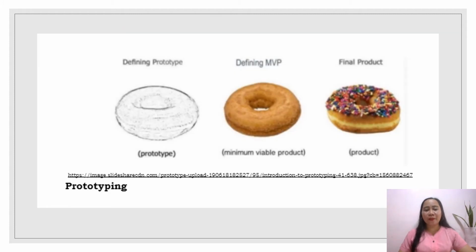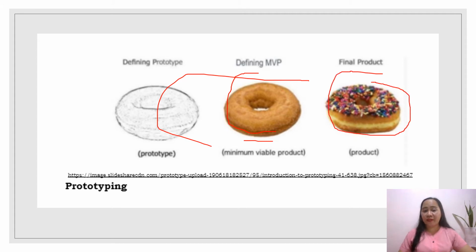So this is a sample prototype. First, you have to define the prototype. So here, it has been drawn a donut. Then another one is, after defining, you have to examine the viable product, and then you come up with a final product to be offered to your target market.